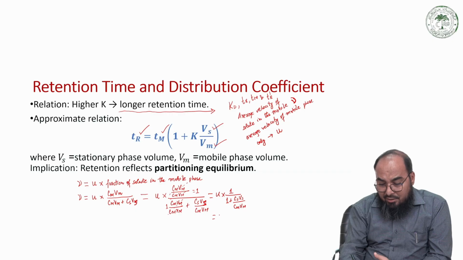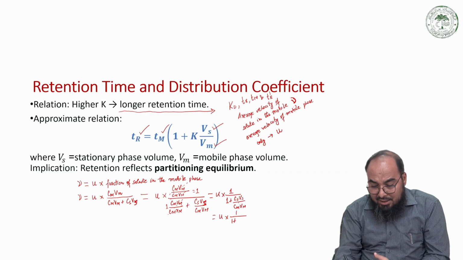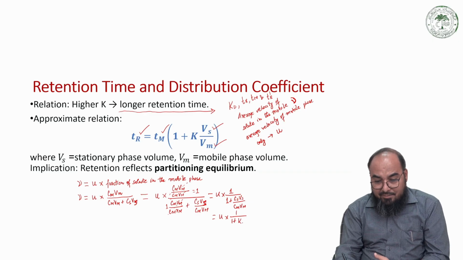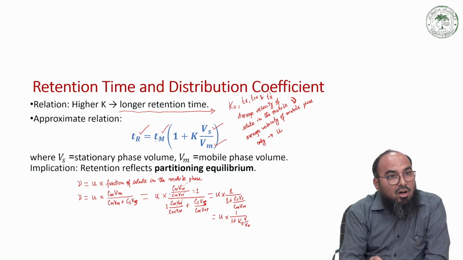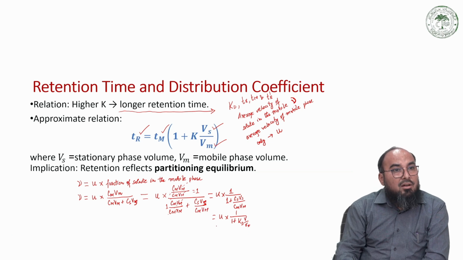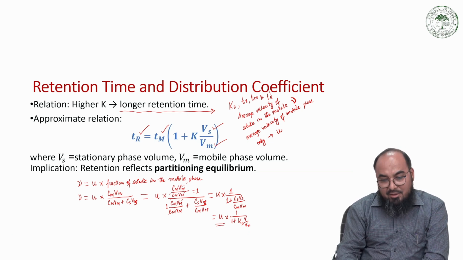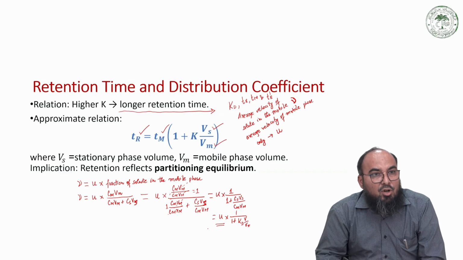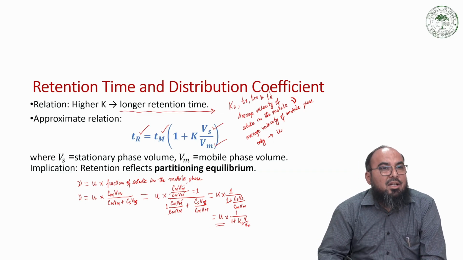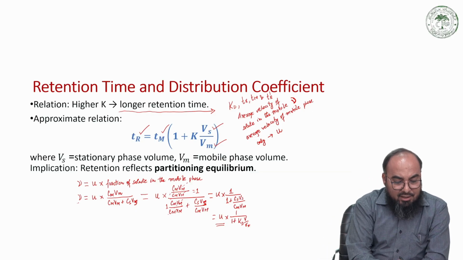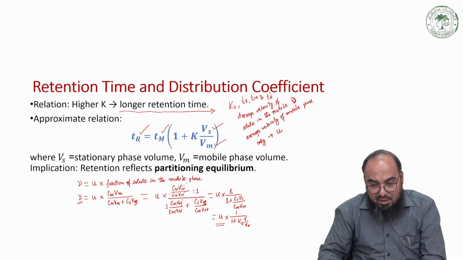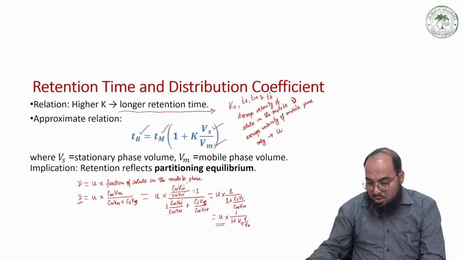So what we get is u into 1 upon 1 plus Kd, since Cs upon Cm is Kd, into Vs upon Vm. So you can derive in terms of your dead time, and you can also derive in terms of your mobile phase velocity only. You can derive it in both ways, whatever suits you, depending on what type of data is given to you. So you can have two relations, one in terms of t and one in terms of u. And the beauty is that these can be measured.